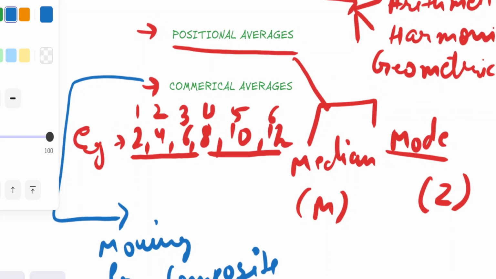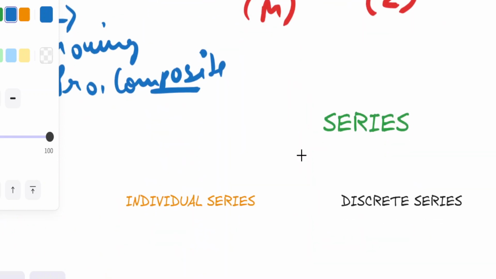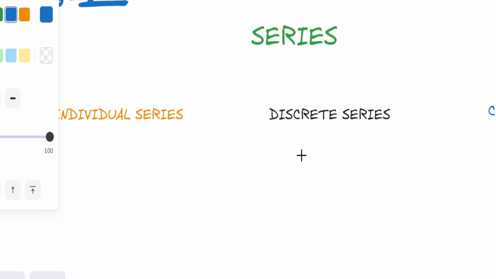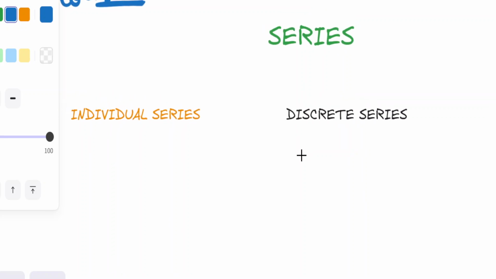Now, before starting their calculation, we need to know some basic things. Some basic things include series and its types. A series is something which holds a group of numbers like 2, 4, 7, 9, 11. This is a series. Now what kind of series it is and how we can identify it, we are going to study in this particular video.